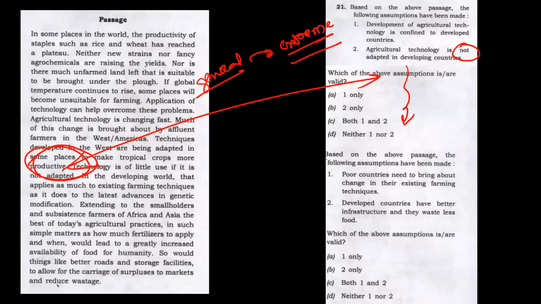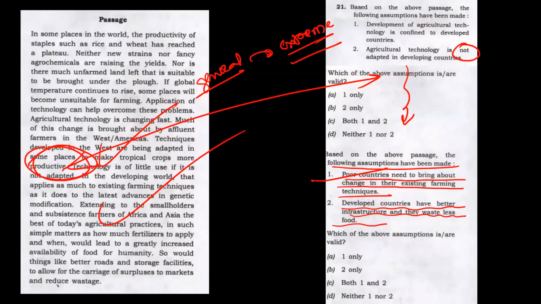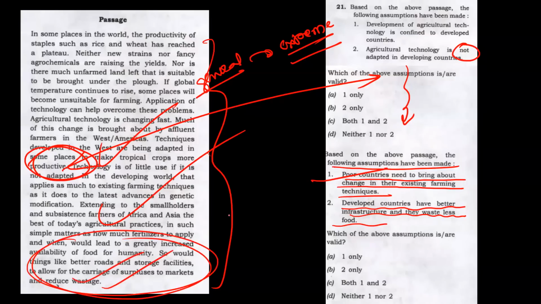Next, based on the above passage, the following assumptions have been made. Poor countries need to bring about change in their existing techniques of farming. Yes, this is completely written here. That is the assumption. Next, developed countries have better infrastructure and they waste less food. This is not written. It is just said that Asian and African countries need to improve this. So one only.